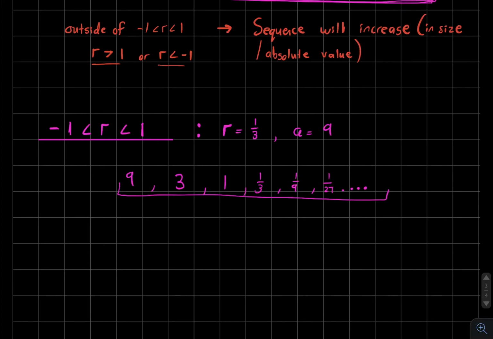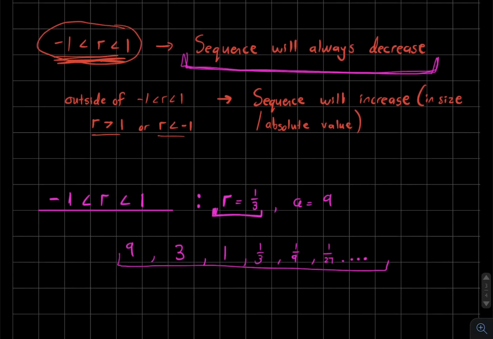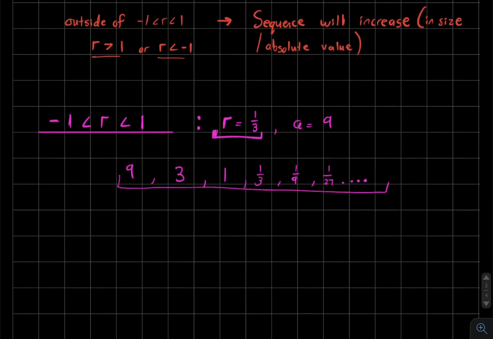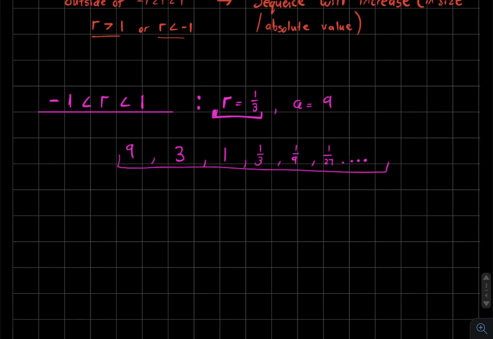It will decrease, but it will never become negative, because all of these terms in the sequence are positive, and we're multiplying them by another positive number. So it's impossible for them to eventually at some point become negative. Okay? So even though they are decreasing, they will never go below 0. Okay? So let's look at another example. Let's use -1/3 in this case.